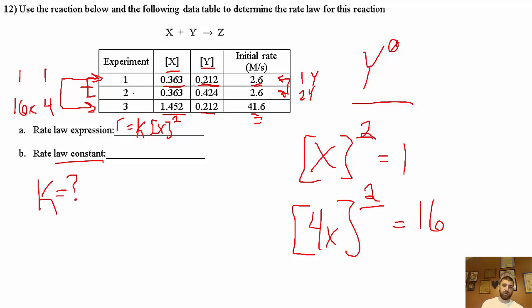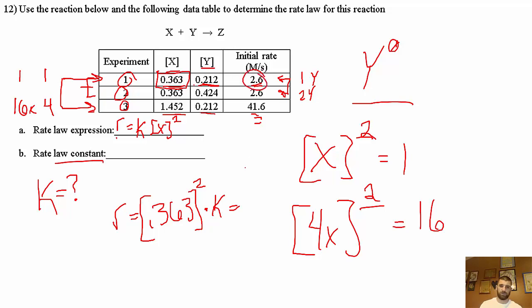Well, you already know the rate law expression. You know different experiments, so let's just pick one. Let's take a look at one. We know that the concentration of x is 0.363, so let me just plug it in. Rate equals 0.363 squared times k, which has to equal 2.6 molar per second.